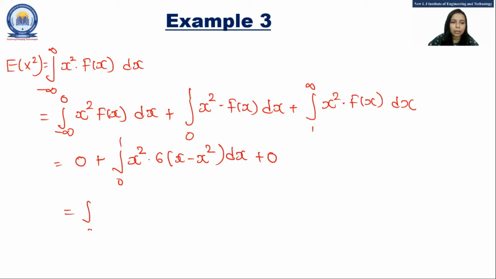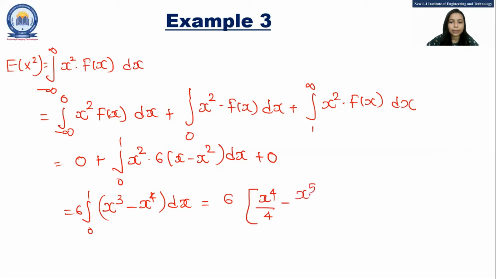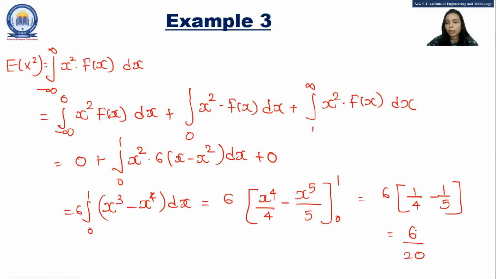0. So that is integration from 0 to 1, 6 would become common, x cube minus x raised to 4 dx. That is equal to 6 into x raised to 4 divided by 4 minus x raised to 5 divided by 5. Lower limit is 0, upper limit is 1. So 6 into 1 by 4 minus 1 by 5. So that is 6 divided by 20. So the answer for this is 3 divided by 10.